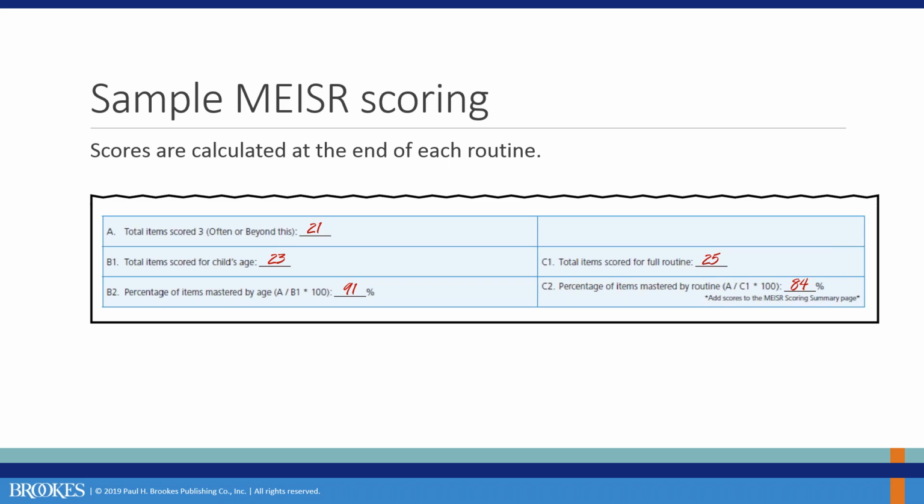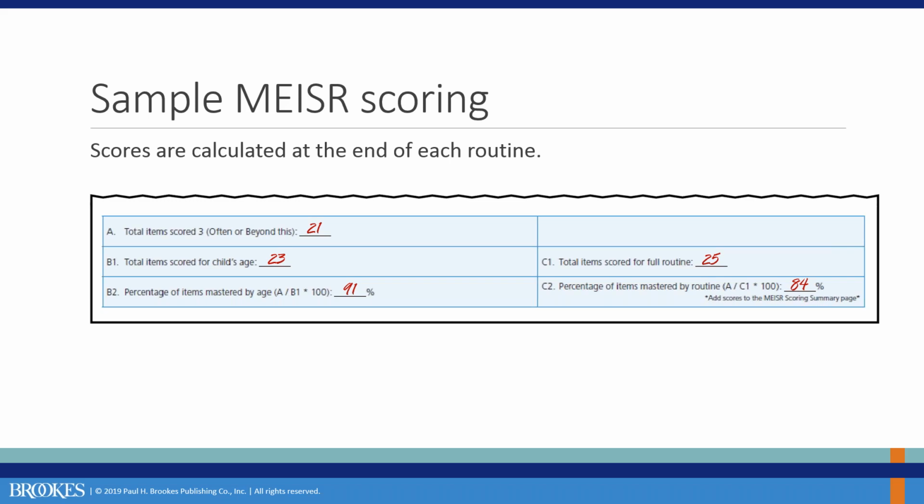And so then the child gets 21 out of 25 items for the full routine, so that's 84%. So the 91% is really helpful for understanding how the child is doing relative to his age. He's doing very well. 91% of all the potential items is great. And that number might stay more or less the same from one MEISR to the other, because the denominator, that is the child's total items scored for the child's age, keeps going up as the child gets older.